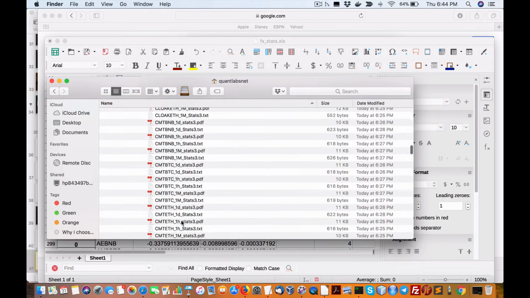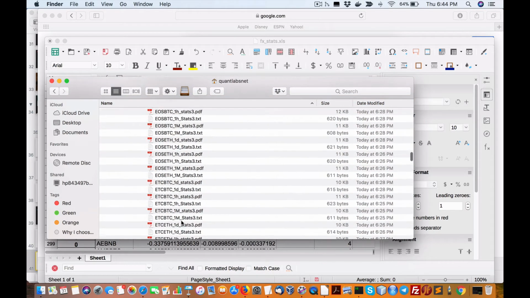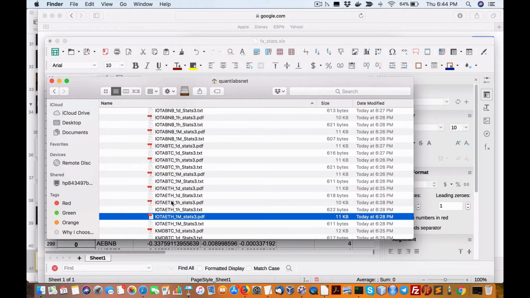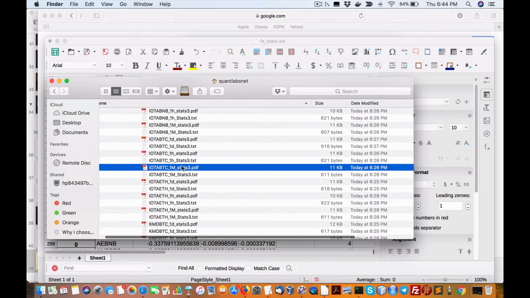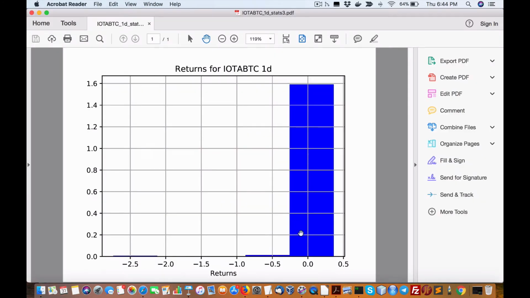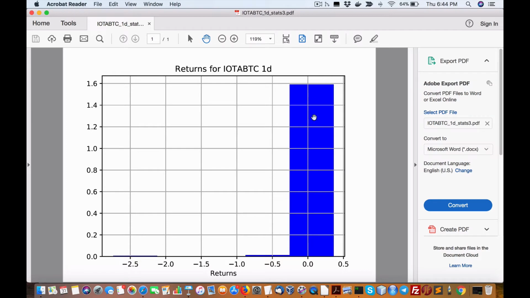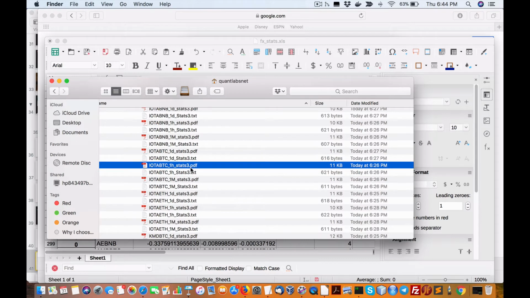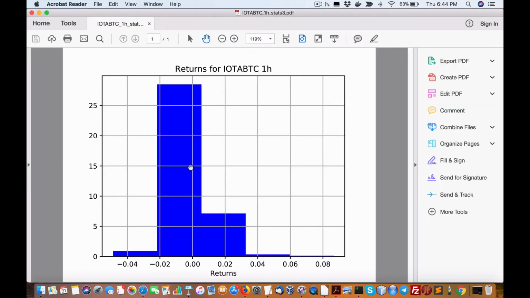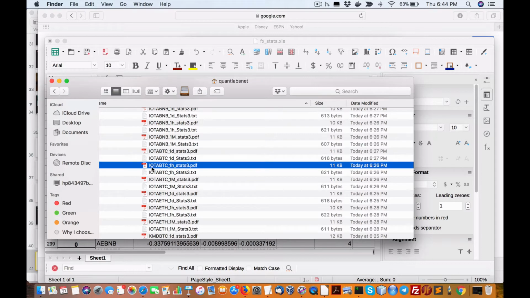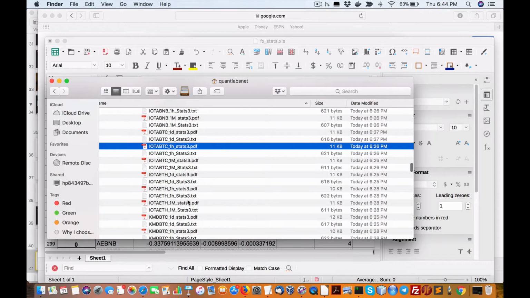So here, I'm going to just pull up another one. Let's do Litecoin or IOTA against Bitcoin. So the daily is probably quite a bit more positive, judging from that. On the hourly, more negative. So you can clearly see that if you were just to trade IOTA on the daily, you would probably have more positive moves than hourly moves, because it's leaning more towards the right.